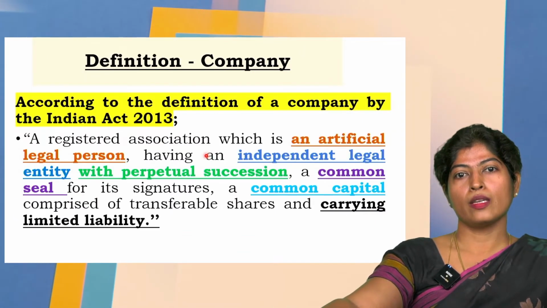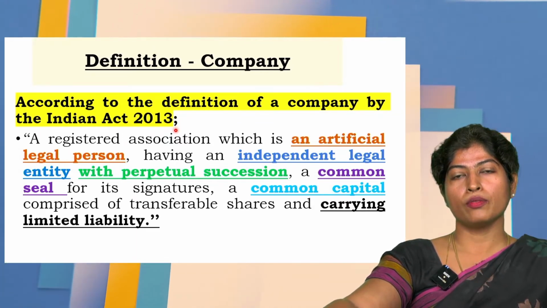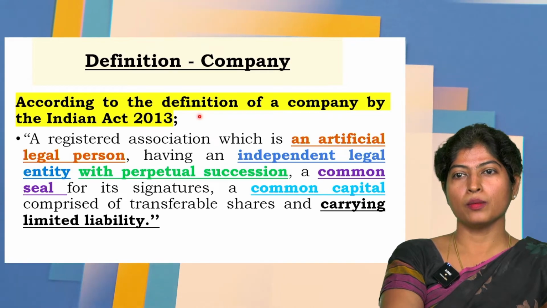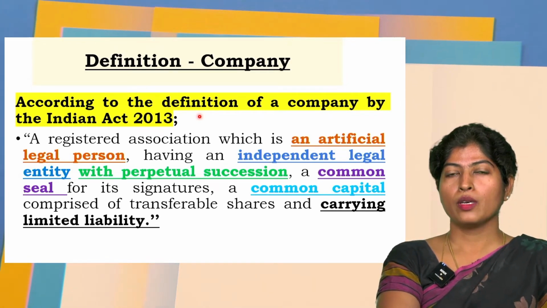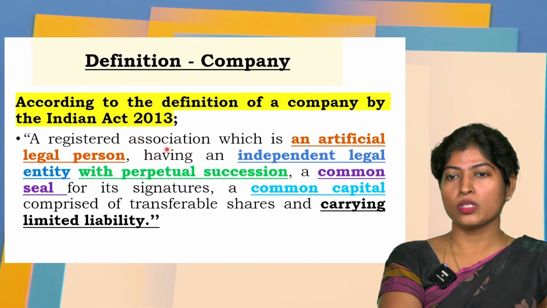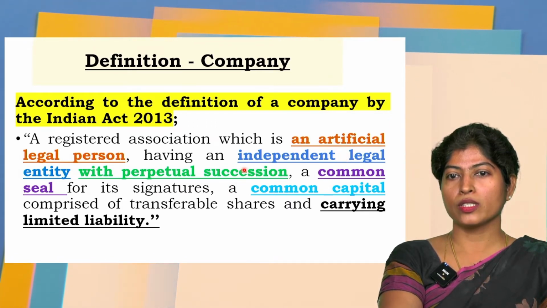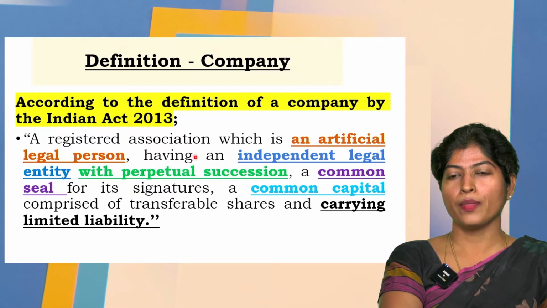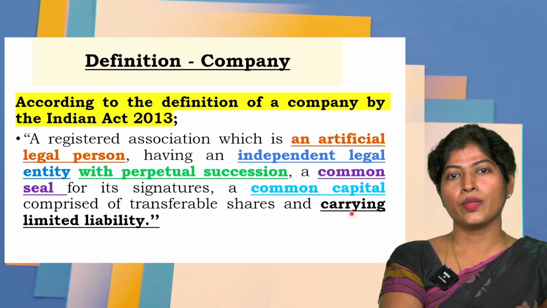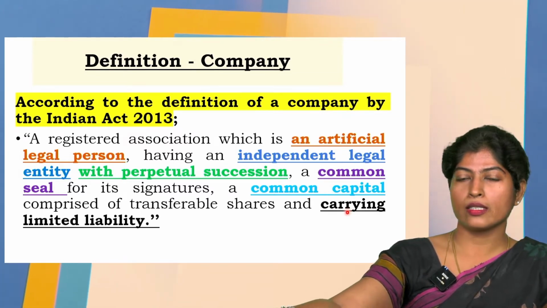The next definition is given by the Indian Companies Act 2013, which covers the entire characteristics of the company. The first is a registered association; an artificial legal person having an independent legal entity is the second; having perpetual succession is the third; having a common seal is the fourth; having a common capital is the fifth; and carrying on business with limited liability. This definition comprises the characteristics of the company. The next slides will have the characteristics of the company.